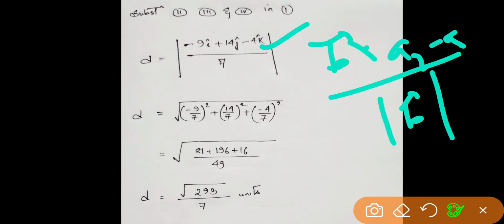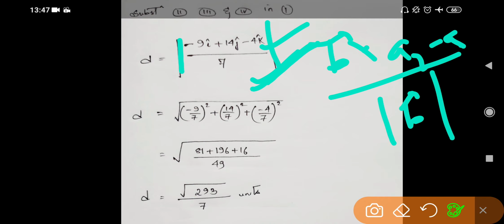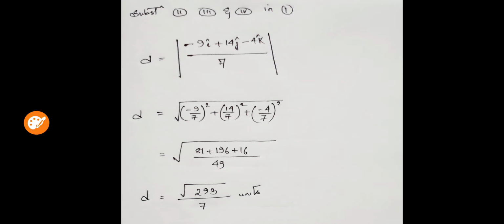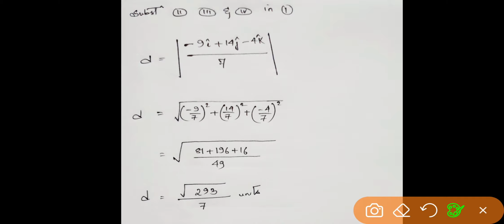Once you got this, this is not the answer, because you have to take the magnitude, because we are talking about distance. So you need to find the magnitude. How do you find magnitude if a vector is given? You square the direction ratios and add them and take the square root. So this is what I have done. 9 by 7, 14 by 7, 4 by 7. I didn't cancel 14 and 7 because the denominator will be 49 for all of them. So you can see you got the answer as this.